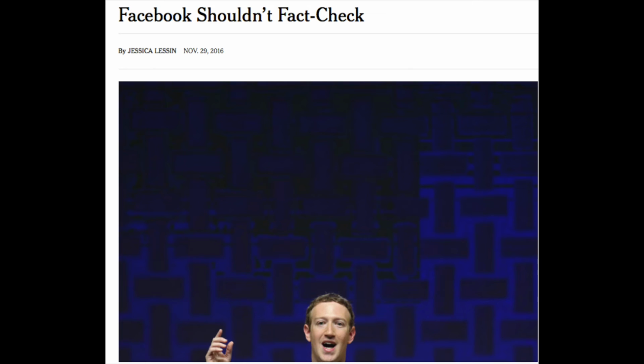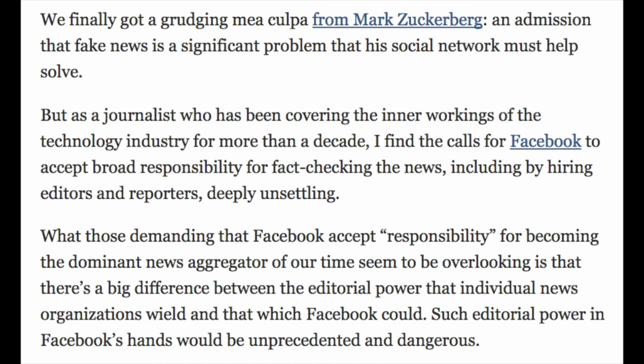So another example of introducing the they-say after the baseline can be found in this op-ed about Facebook and fake news by Jessica Lessin. The first sentence begins with the common ground position. "We finally got a grudging mea culpa from Mark Zuckerberg, an admission that fake news is a significant problem that his social network must help solve."